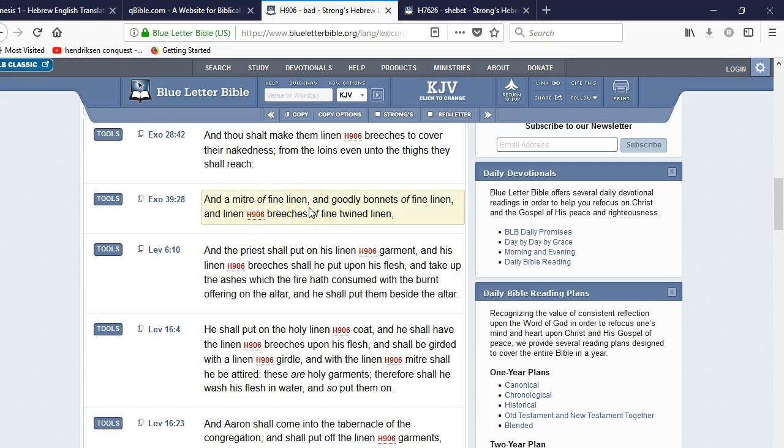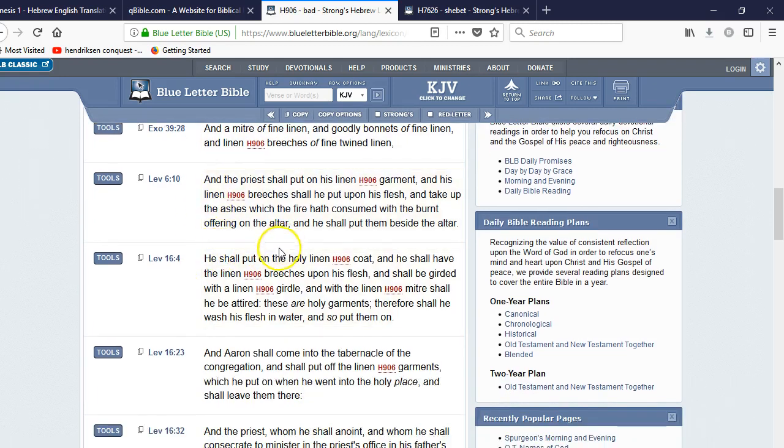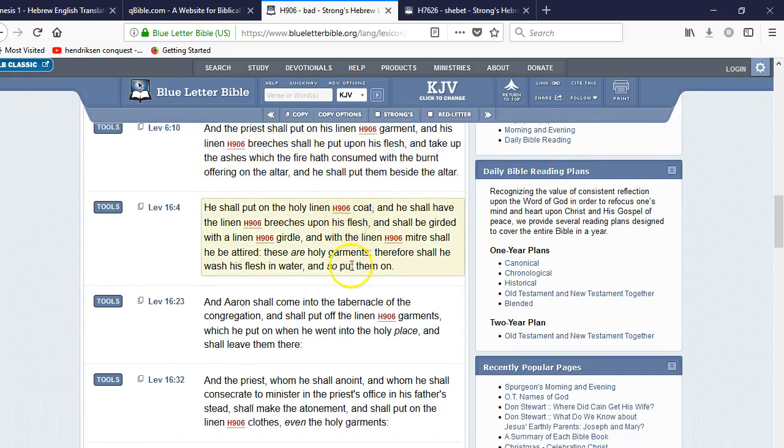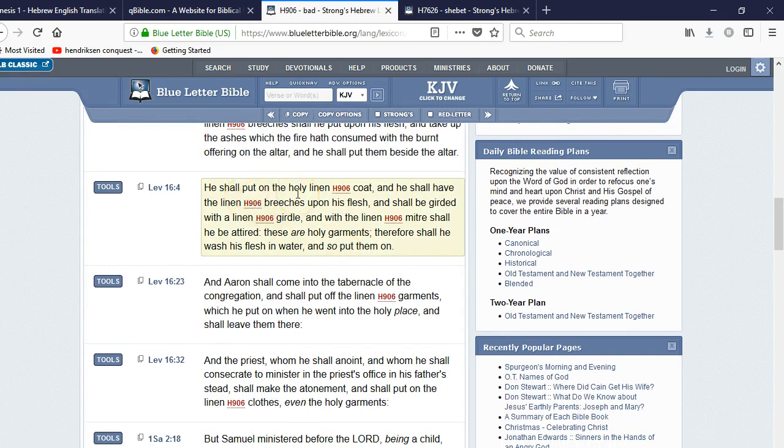That verse right there would be something that you could just take apart. Good luck, King James only people. I'm sorry. And the priest shall put on his linen garment. So there it is, linen again. And his linen breeches shall he put upon his flesh. And he shall put on holy. I'm not a big fan of the word holy. Set apart linen. Which is interesting, that whole set apart idea. And that's something we can talk about later.